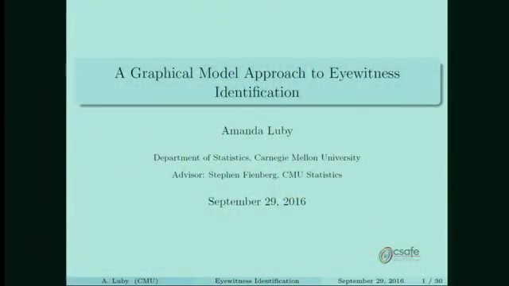Okay, it's a pleasure to introduce Amanda Luby, who's a PhD student at Carnegie Mellon, with her under the advice of Steve Feinberg, who is greatly missed at this conference. And please, she will be talking about a graphical model approach to eyewitness identification.